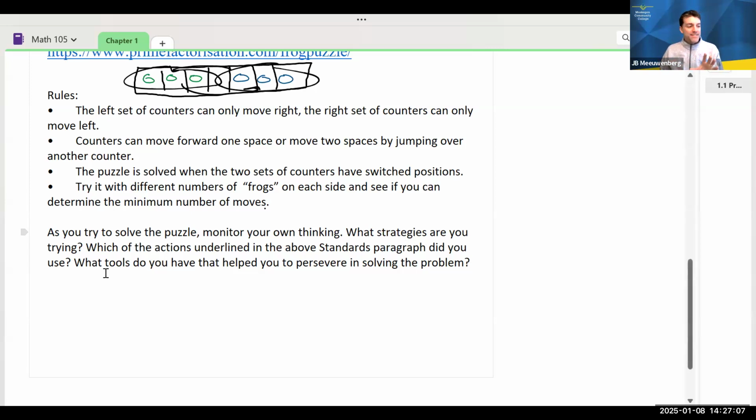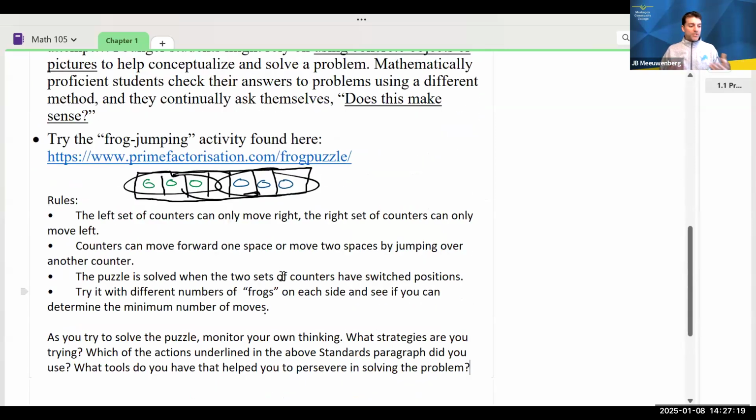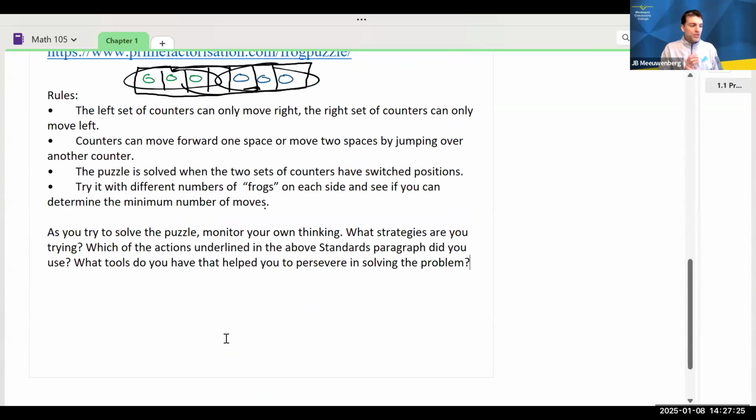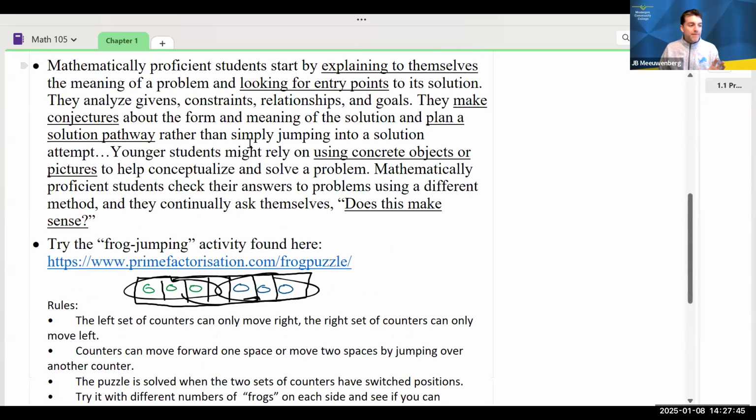And then go back to this paragraph that I had up here earlier from the Common Core Standards. And notice how I had some of these underlined actions, okay? Notice which ones you're actually using and not. And then consider what tools you've used or you have that helped you to persevere in solving that problem. And so there's not really a conclusion to this other than I want you to try it, monitor your own thinking, and just make observations about, again, how you used these actions here as you went through that process.